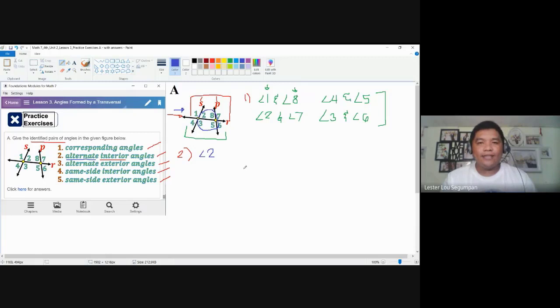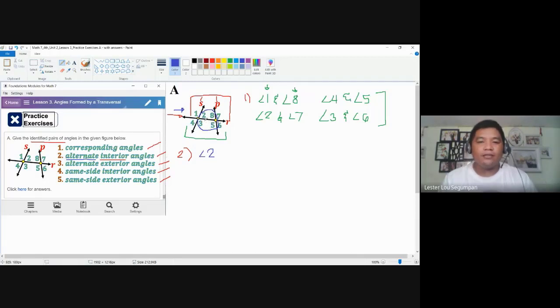If we say alternate, the two angles must be found on the opposite sides of the transversal. So since angle 2 is found on this side, angle 8, which is also found on that side, could no longer be its pair of alternate interior angles. Angle 8 is not possible because it is found on the same side as angle 2. So alternating will be met.